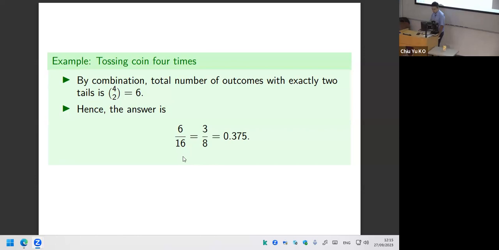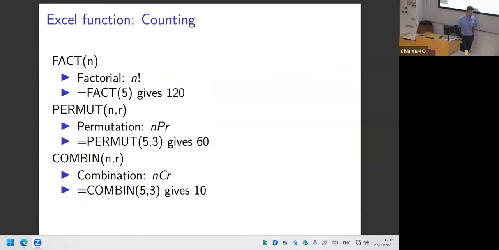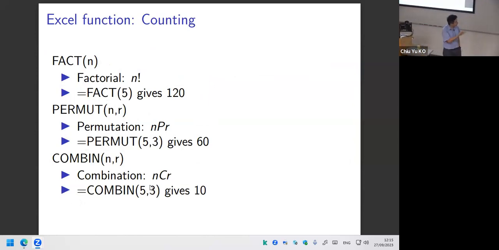For the rest, I don't think I need to talk about it, especially the Excel part. I'm not going to illustrate it. I think it's very simple.